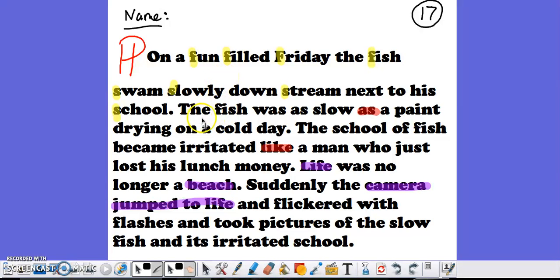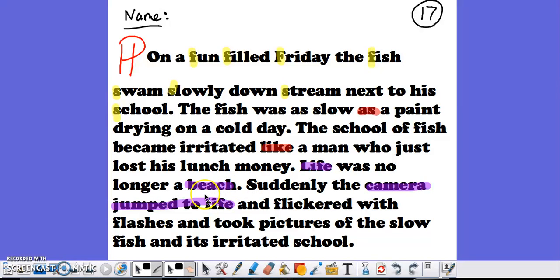Moving on to similes, you can see those coming up next. The fish was as slow as paint drying on a cold day. There's my first example of a simile. Why? Because I'm comparing how slow the fish was swimming to paint drying on a cool day. Here's my second simile. The school of fish became irritated, like, there's my comparison word, a man who just lost his lunch money. Those are my 2 examples of similes that, when evident, means I've completed that part of the project. Life was no longer a beach.